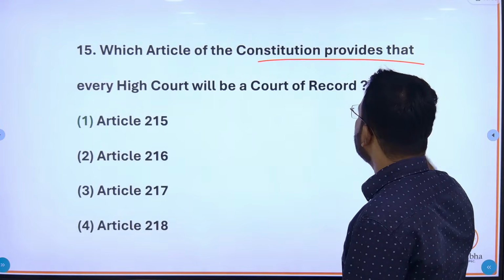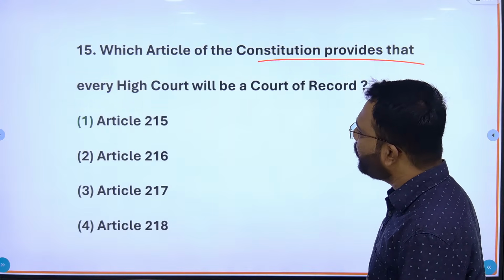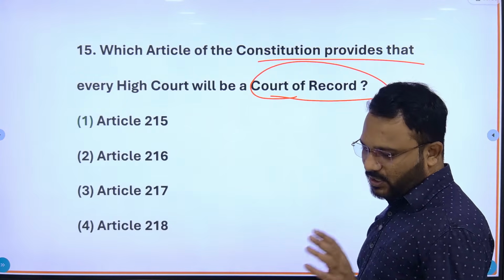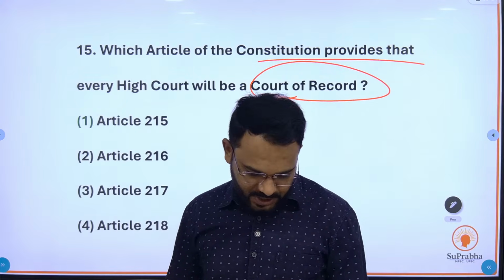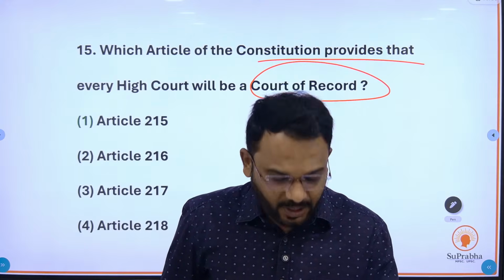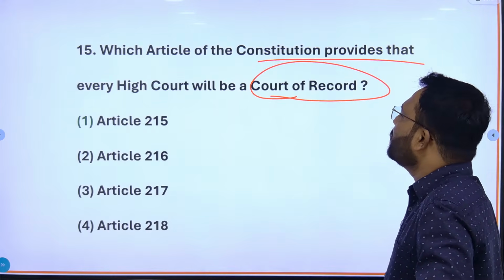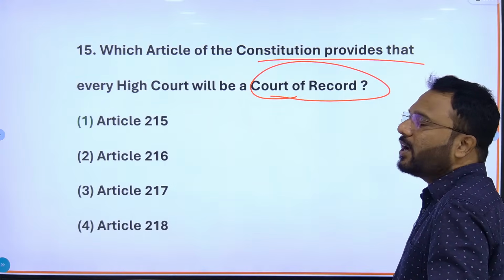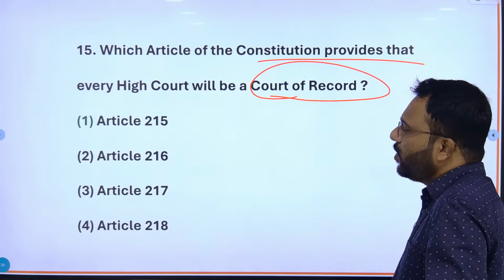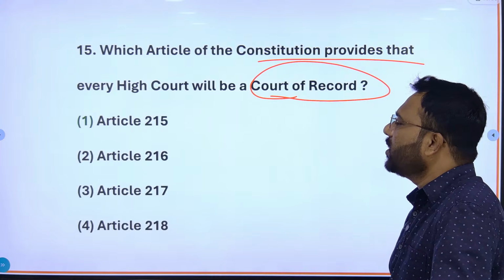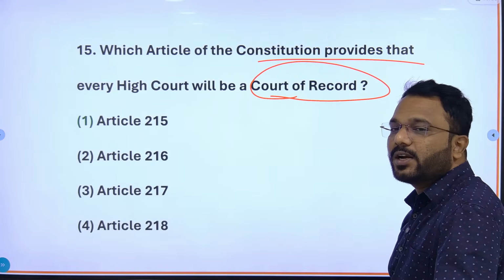Which article of the Constitution provides that every High Court will be the court of record? Court of record is an important point, questions are asked on it. What does the question say? Which article of the Constitution provides that every High Court will be a court of record? Options are Article 215, Article 216, Article 217 and Article 218.